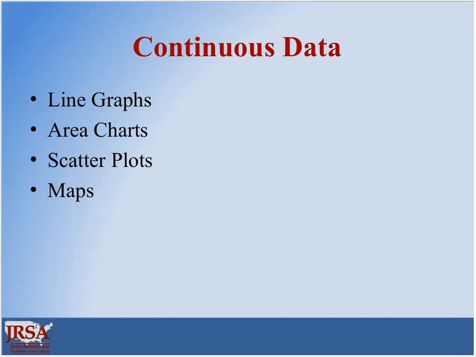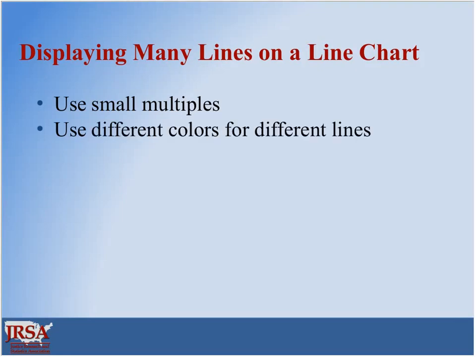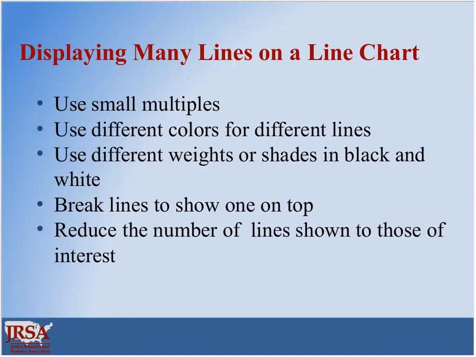And so I'm going to show you some examples of some line charts and other things. Here's the small multiples we mentioned earlier. If you're trying to display many things on a single chart, you could use small multiples. You can use different colors for different lines. You can use different weights or shades in black and white. You can break lines up to show one on top of the other. And you can reduce the number of lines shown to only those that you're really interested in talking about. If you have three lines or three data points that are exactly the same, you could simply summarize that in a footnote or some other way.